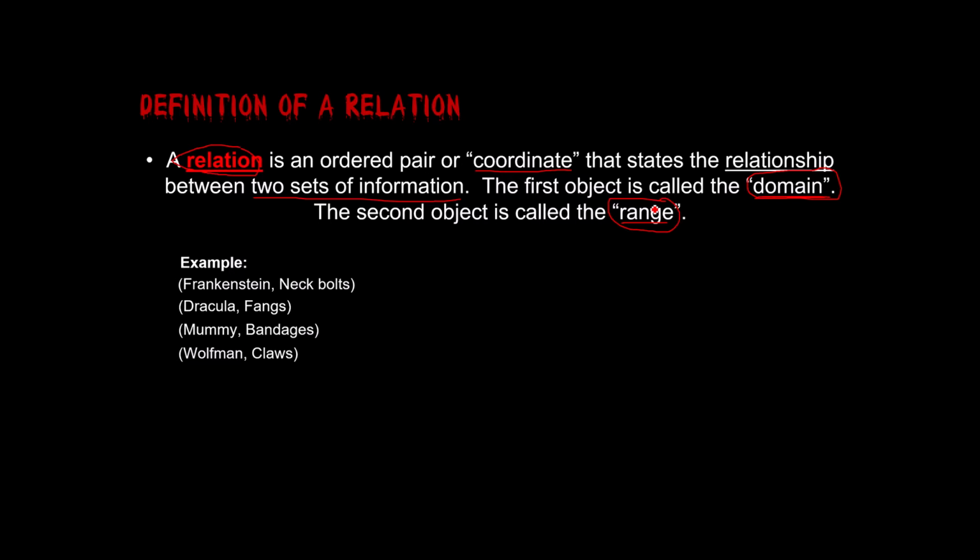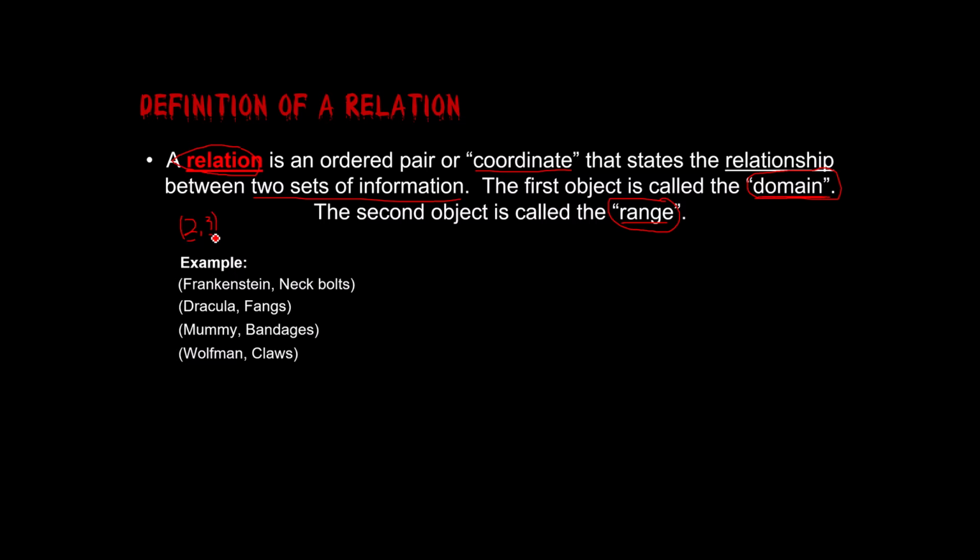Now, you've typically seen coordinates listed in math as just numerical coordinates, like the coordinate 2, comma 3, that you would graph on a coordinate plane. A coordinate is any two things that are connected in parentheses like that. So we can put anything we want in there. Now, obviously, it would be difficult to graph Frankenstein neck bolts, but for our purposes today, I think it's going to work just fine.